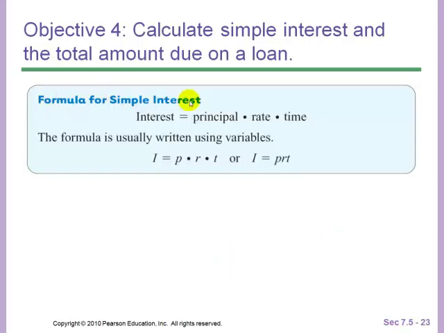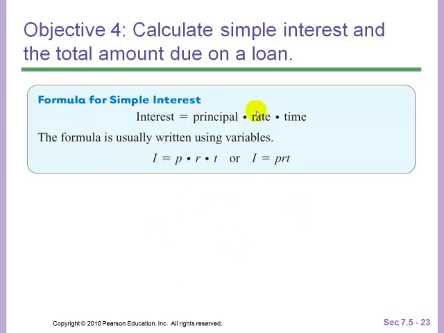The formula for simple interest: interest equals principal times rate times time. Time is always in years. So if you are given an equation or a problem where the time is 6 months, you have to convert that into years. And remember, there's 12 months in a year.